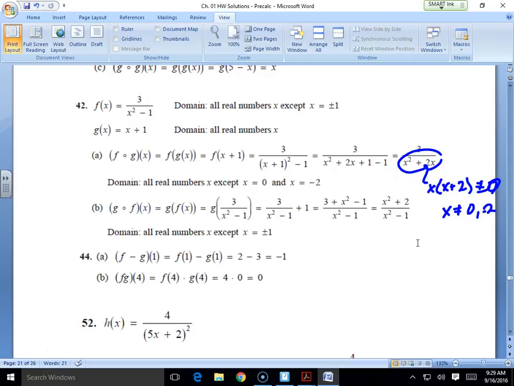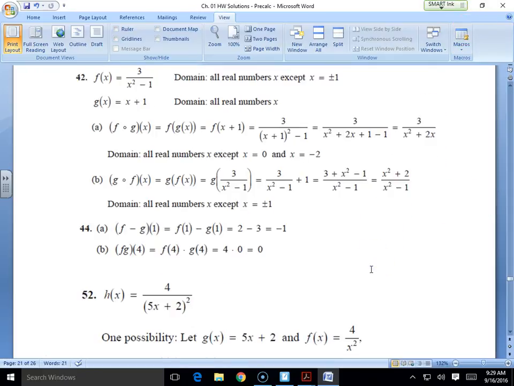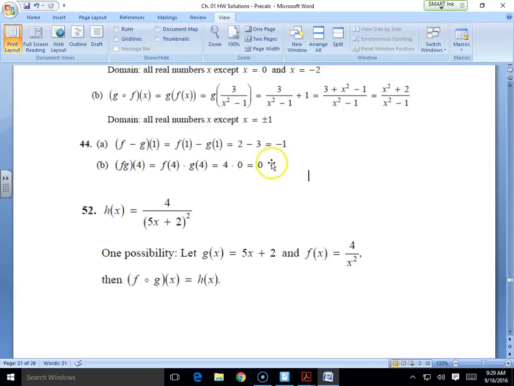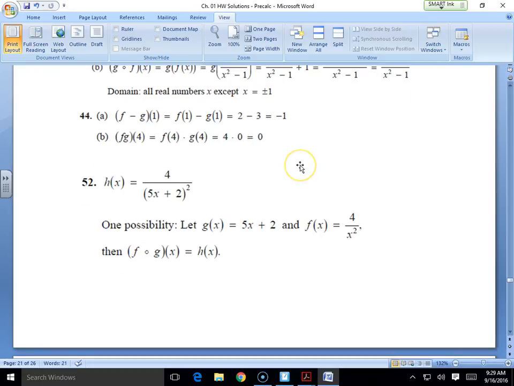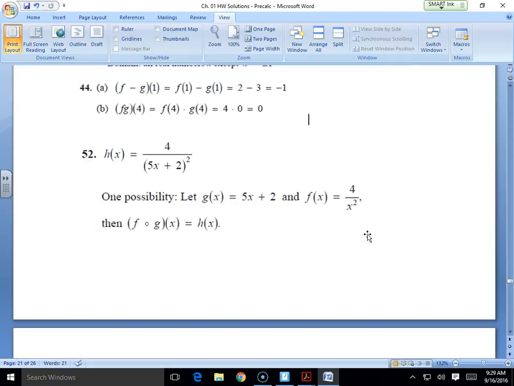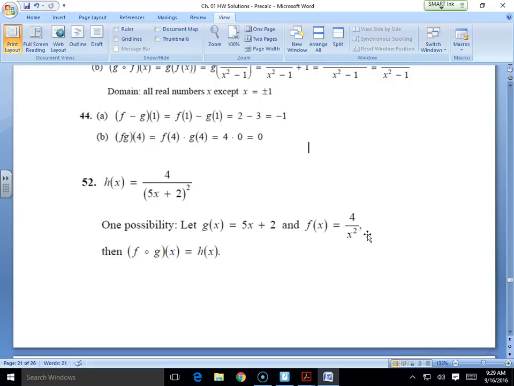Number 44. You guys can see the answers. Letter A was just a number. You have to do some work to get that number. So A was just negative 1 and B was 0. Write down the answers. A was negative 1, B was 0. Number 52, that was a decomposing one, right?